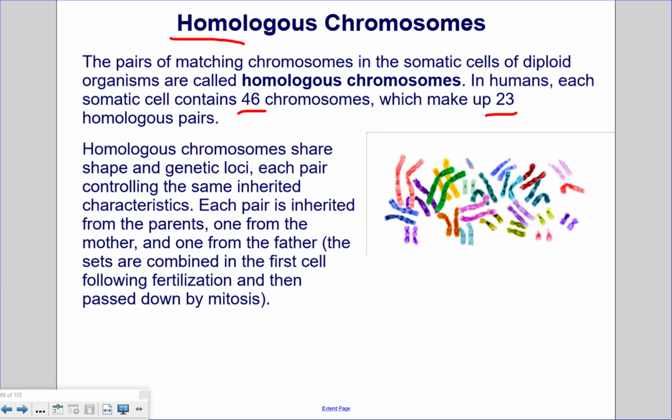Homologous chromosomes share shape and genetic loci. So they look the same, and they also contain the same kinds of genes. Each pair is inherited from the parents, one from the mother, and one from the father. The sets are combined in the first cell following fertilization, and then are passed down by mitosis.